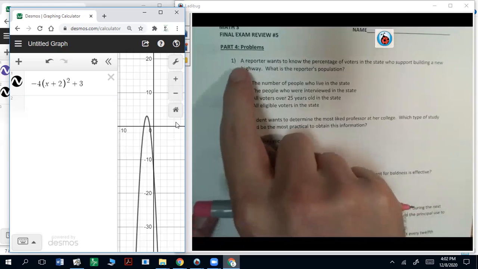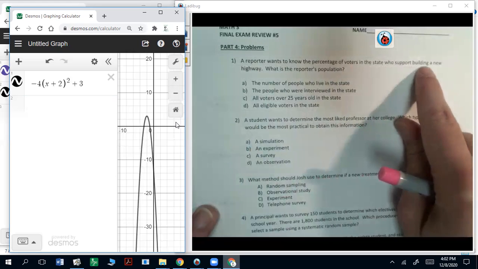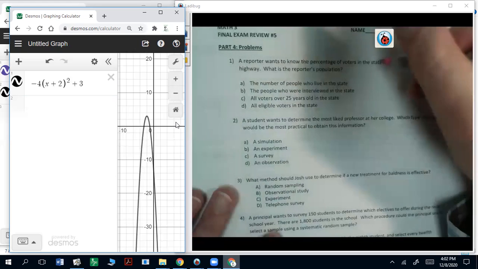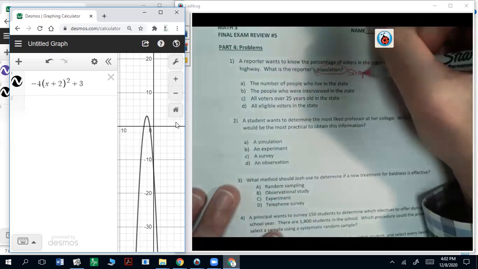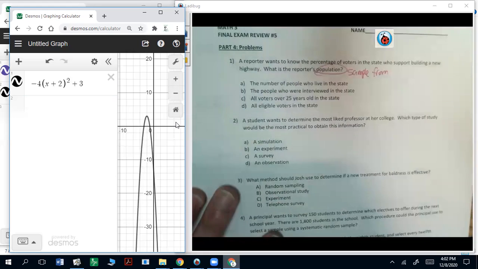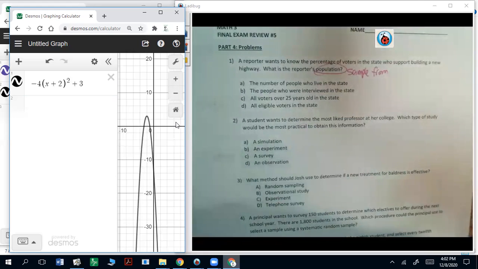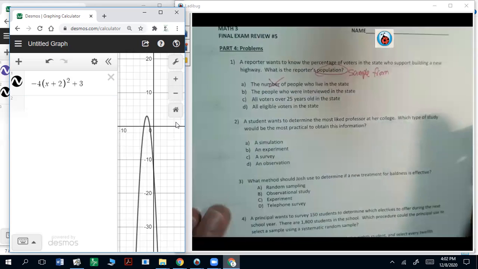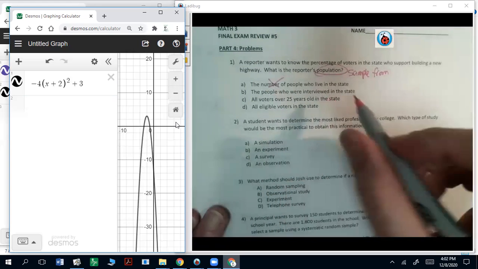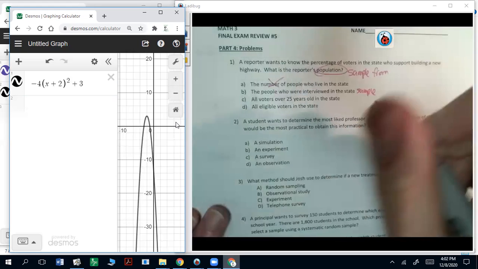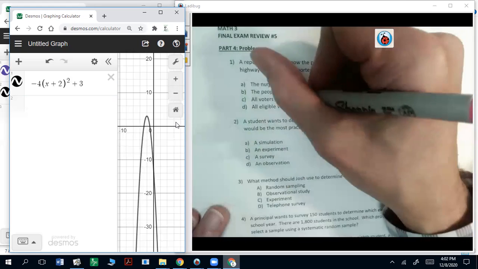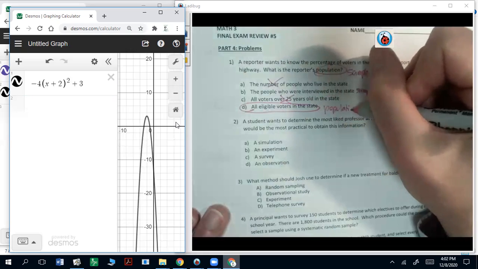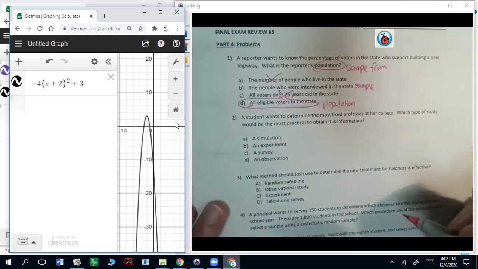I teach it. So number one, a reporter wants to know the percentage of voters in the state who support building a new highway. What's the reporter's population? So let's think about population is what you want to sample from. In this problem, we would say the number of people who live in the state? No, because not everybody's a voter. Number of people who were interviewed in the state? No, that's the sample. All voters over 25 years old in the state, doesn't say anything about age, but all eligible voters in the state would be your population. So the sample is this one, the population is that.